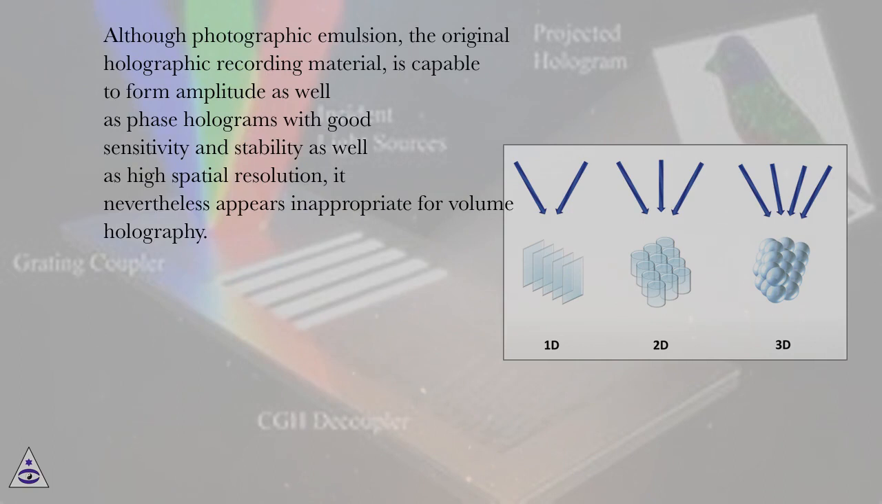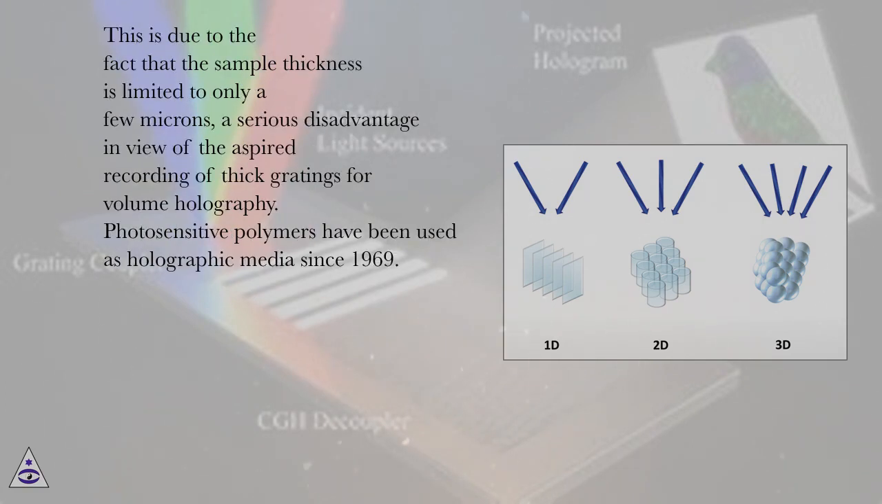Although photographic emulsion, the original holographic recording material, is capable to form amplitude as well as phase holograms with good sensitivity and stability as well as high spatial resolution, it nevertheless appears inappropriate for volume holography. This is due to the fact that the sample thickness is limited to only a few microns, a serious disadvantage in view of the aspired recording of thick gratings for volume holography.